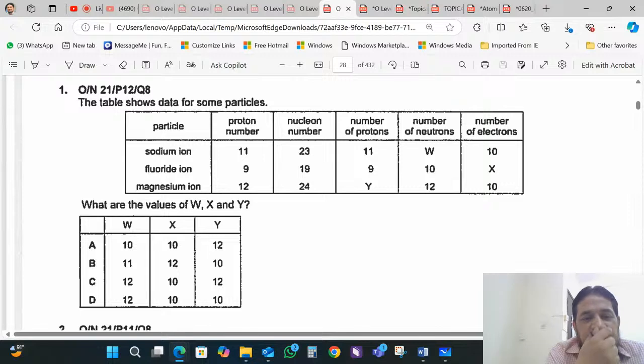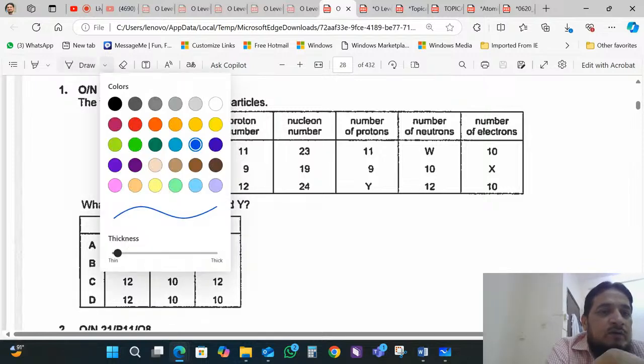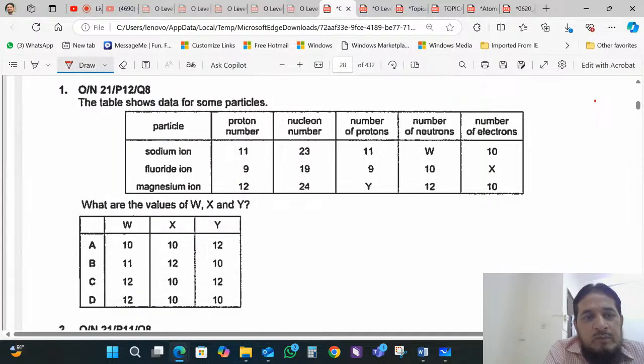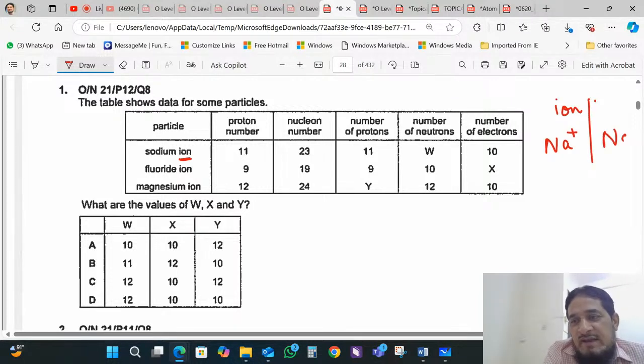Now see, this is a question. It looks like a very long question, but we will do it point by point. The table shows the data for some particles. The sodium ion. See, he has written ion. The sodium ion is Na plus 1, so this is the ion. The sodium atom is just Na, 11, 23. This is the atom and this is the ion.